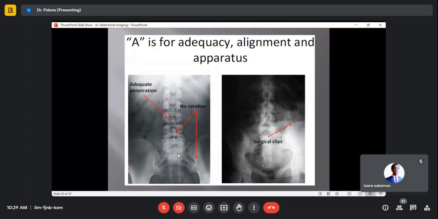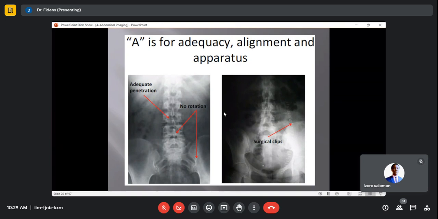For me, there is no big difference. So meaning this is symmetrical. There was no rotation. And you check for the collimation. Like here, the collimation was not good, especially you have cut off the diaphragm. You are not able to see the diaphragm, meaning this is not a good quality plain abdominal X-ray. Okay, so A is for adequacy, alignment for there's no rotation, and apparatus.